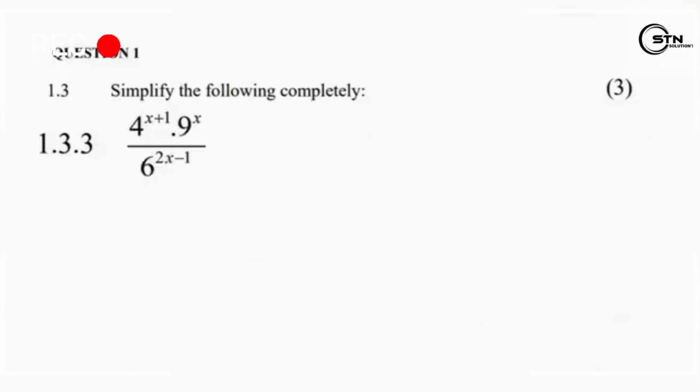Simplify the following completely. Okay, so this is one of those questions where you see we've got these exponents over here which have x's in them, but then you've got all of these base numbers, 4, 9, and 6. Can you remember what to do? Well done if you remember. We need to drop each of those to their prime numbers.